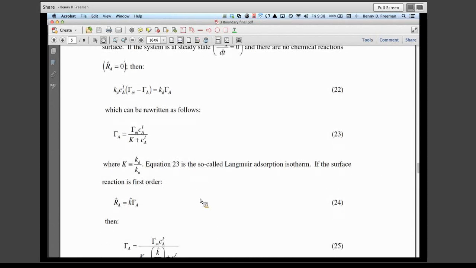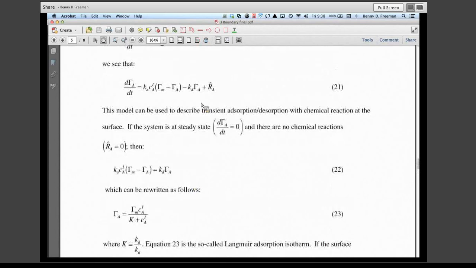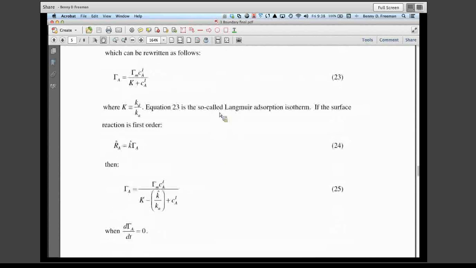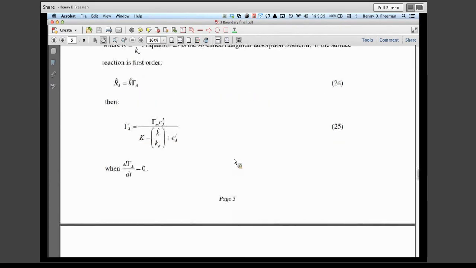Now, we ended the lecture last time by saying that if there was surface reaction, for example, first order reaction, we can put that result back into equation 21, and if we then apply the model at steady state, we get the expression that's shown here for the amount of A adsorbed at the phase interface, and you can see how the reaction rate constant then modulates the expression relative to the simple Langmuir expression.